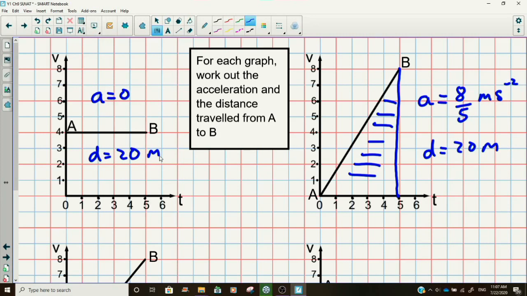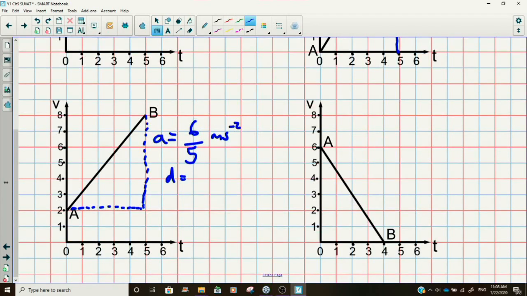Distance travelled, you can do it two ways. You can think of it as a rectangle plus a triangle. Just work out those two areas and add them together. Or, if you remember it, you can use the formula for a trapezium, which is half the sum of the parallel sides, which is the height from 0 to A and 0 to B, multiplied by the width between those two parallel sides, which would be that width of 5 there.